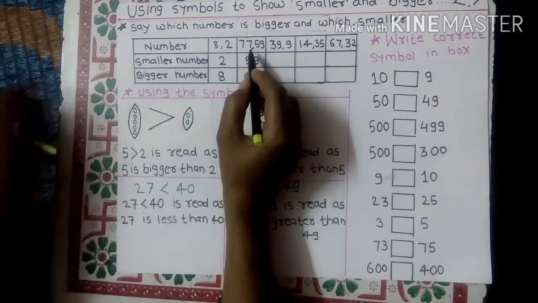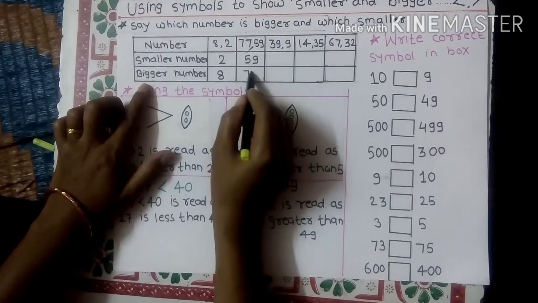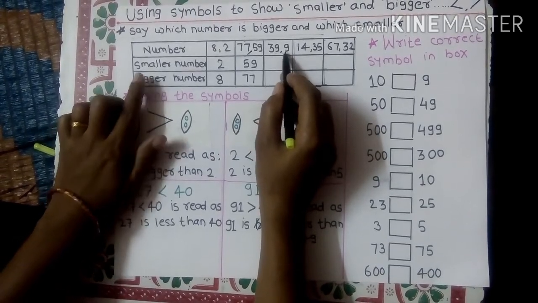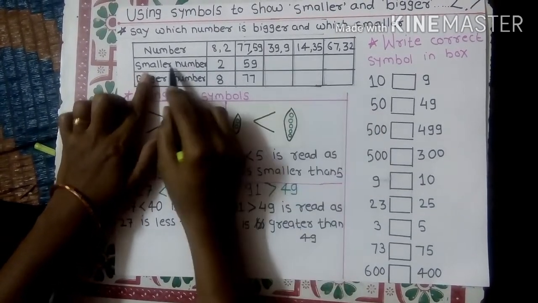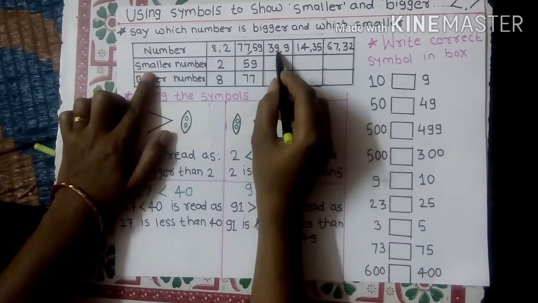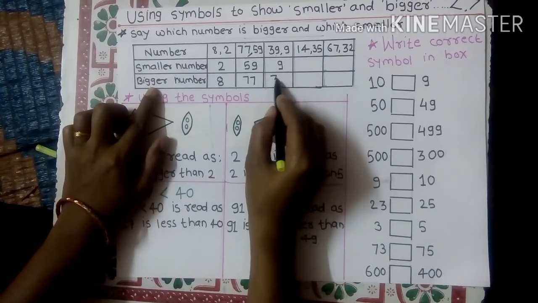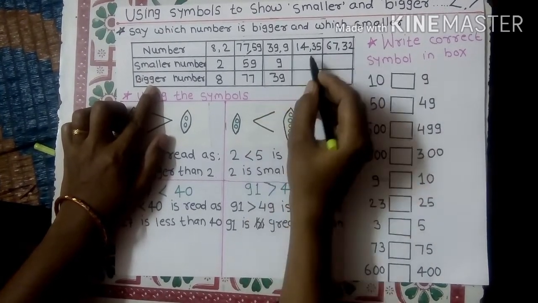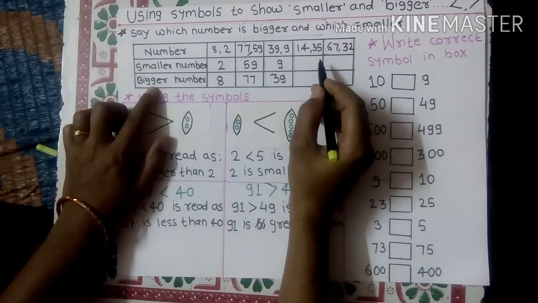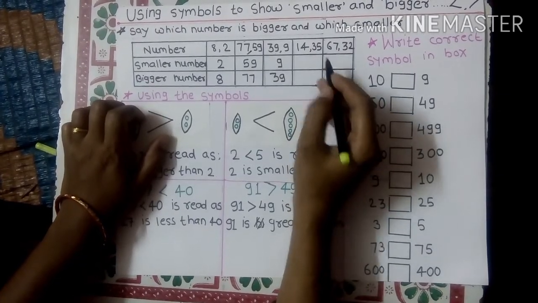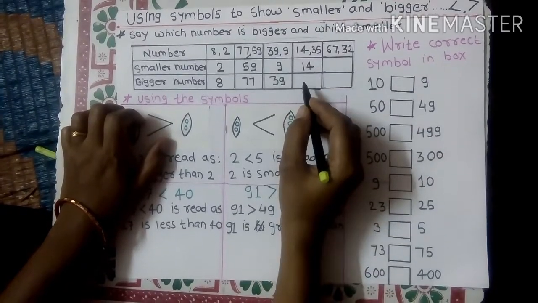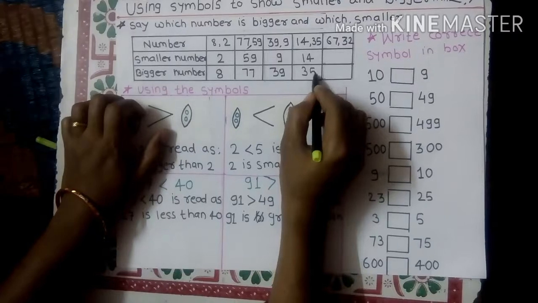This number we write here. Okay, third, 39 and 9. In this, 9 is the smaller number. We have to write this number in this row, 9, and 39 is the bigger number. This is 14 and 35. Student, now you tell which number is smaller. Yes, 14 is smaller and 35 is the bigger number.